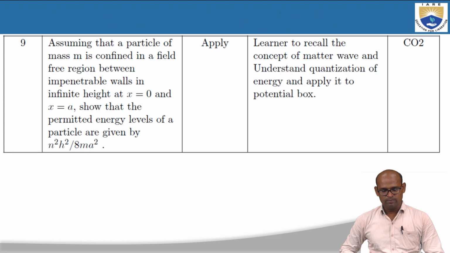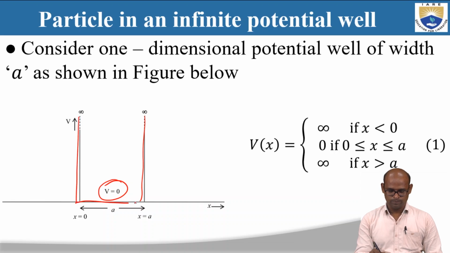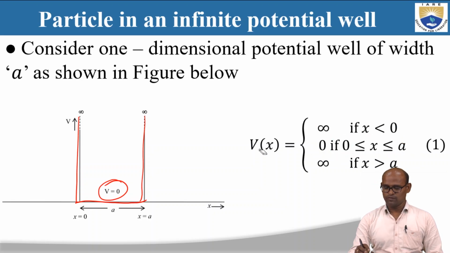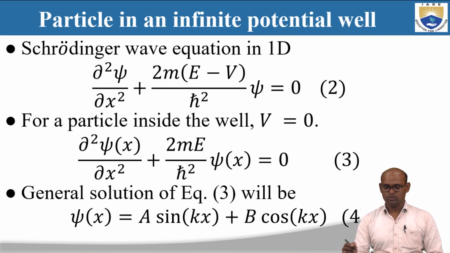As mentioned, I am defining a particle trapped in an infinite potential well, where potential is 0 inside this well and is infinite at the boundary. So potential is defined here: V of x is equal to 0 in the well and it is infinite outside the well. For such a particle trapped in an infinite potential well, what are the energies? We are going to solve the Schrodinger wave equation for this problem.